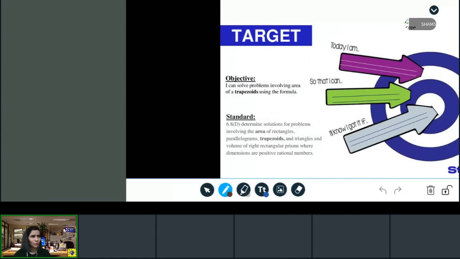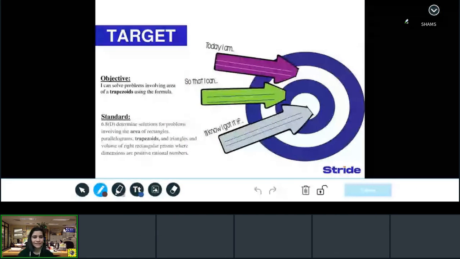Lesson target. What are we learning today? The goal for today's lesson is to solve problems involving area of a trapezoid using the formula. So go ahead, as I have taught you, fill out this slide on your own: Today I am, so that I, I'll know I got it if. You have 2 minutes to fill out these three for yourself and submit your answer once you finish. It's time, let's go ahead.